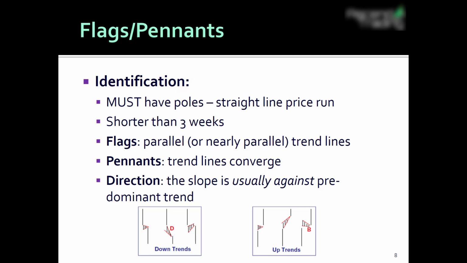So for flags and pennants, again, they must have poles and are generally shorter than 3 weeks. You definitely want to identify what the predominant trend is. When you identify the predominant trend, these flags or pennants most of the time revert back, and then continue the trend.